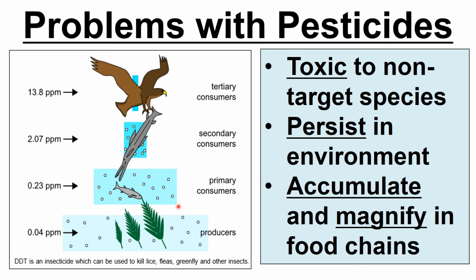Also, because they persist in the environment, they accumulate within food chains, and they also magnify, so they increase in concentration as you go up the food chain. So if the eagle here eats the fish and there is insecticide or pesticide within the tissue, it's going to eat that and it's going to get stored within its tissues. It doesn't break down, so this just continues over and over again, and gradually the concentration builds up.